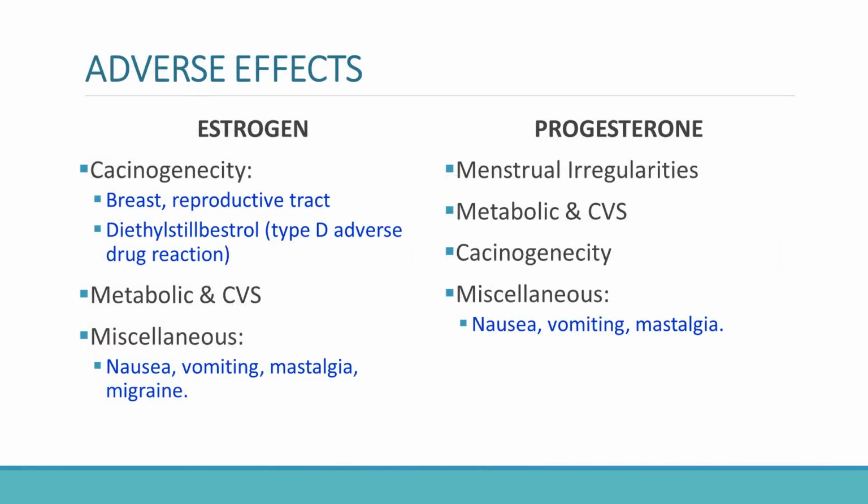Both estrogens and progestins produce important adverse effects. Estrogens are associated with carcinogenic potential involving breast and reproductive tissues. Diethylstilbestrol is historically important because it produced delayed type D adverse effects including reproductive tract malignancies in exposed offspring, daughters of mothers who used it. Estrogens may also produce nausea, vomiting, mastalgia, migraine, thromboembolic disease, and metabolic disturbances. Progesterone-related adverse effects include menstrual irregularities, metabolic effects, fluid retention, and possible carcinogenic concerns.